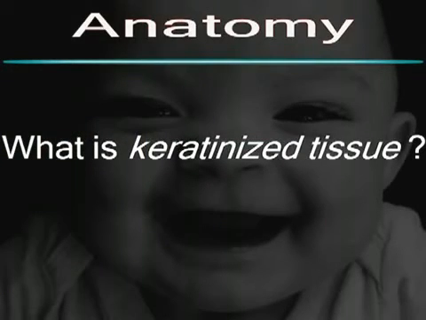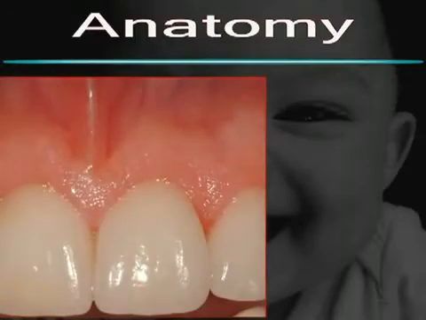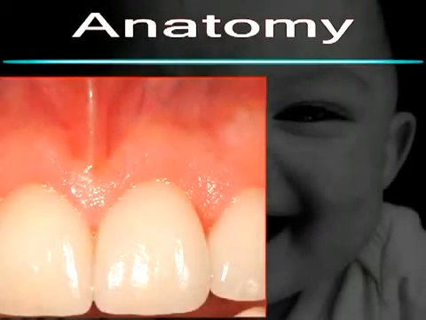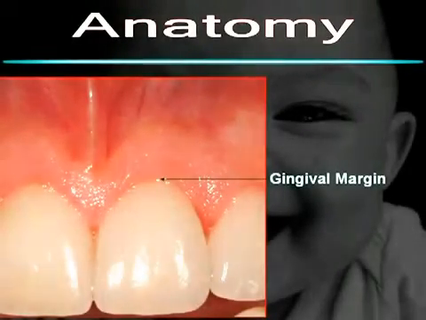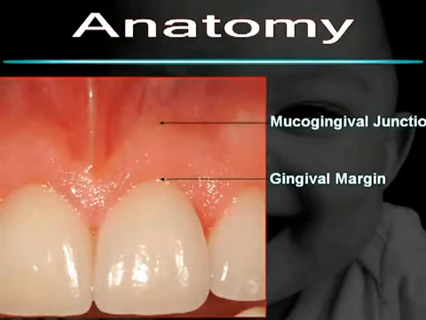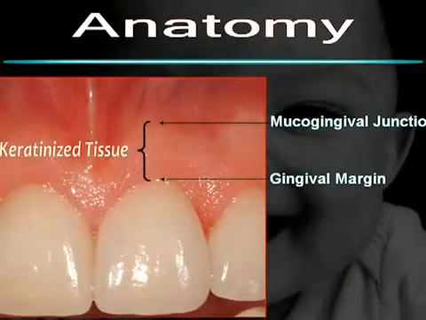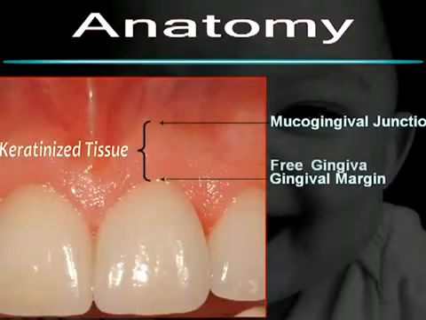So what is keratinized tissue? Many people incorrectly use the terms keratinized tissue and attached gingiva interchangeably, but they are not the same. The keratinized tissue is all of the tissue from the gingival margin to the mucogingival junction. It is comprised of the free gingiva and the attached gingiva.